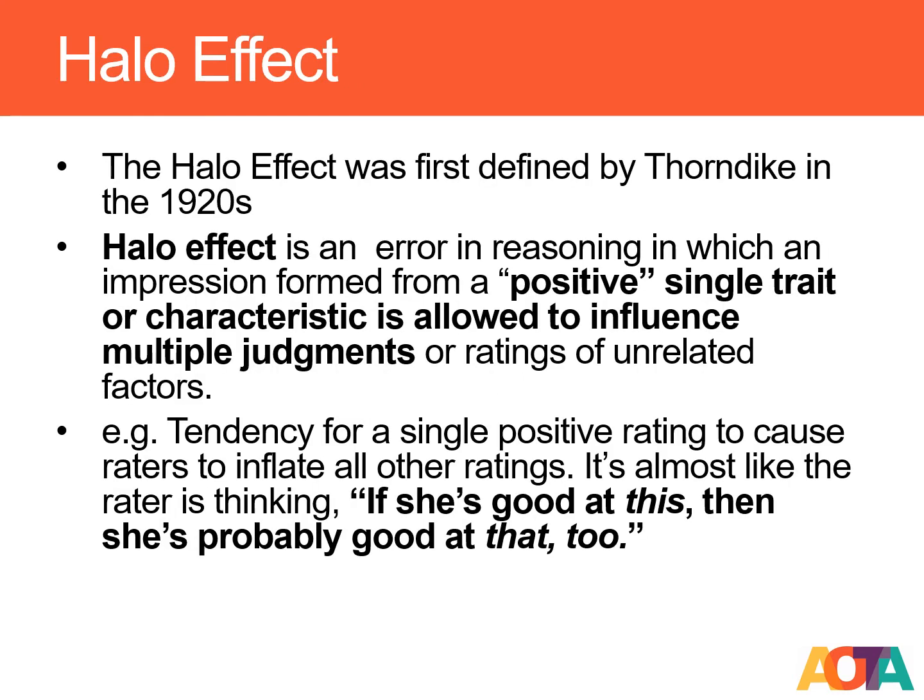The halo effect. The halo effect was first defined by Thorndike in the 1920s. The halo effect is an error in reasoning in which an impression formed from a single positive trait or characteristic is allowed to influence multiple judgments or ratings on unrelated factors. For example, it would be the concept of, she's good at this, then she's probably good at that too, and the same rating is applied throughout the scale.